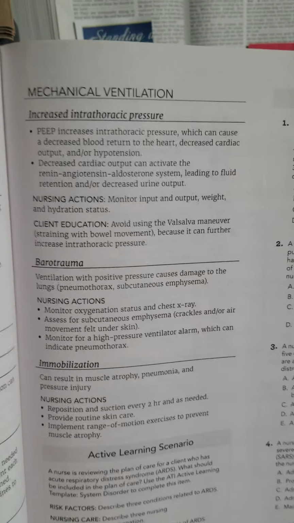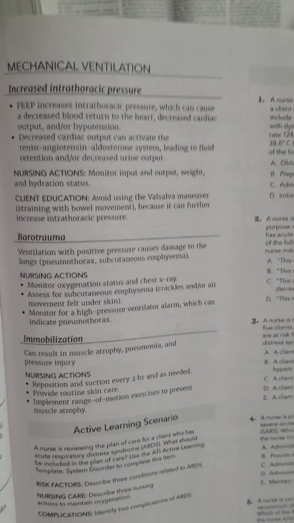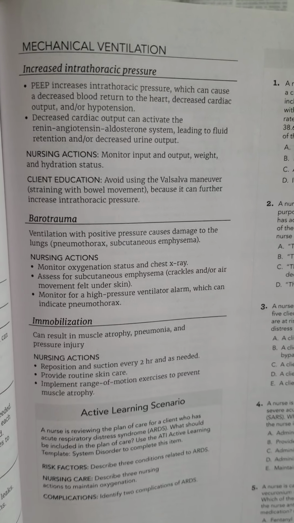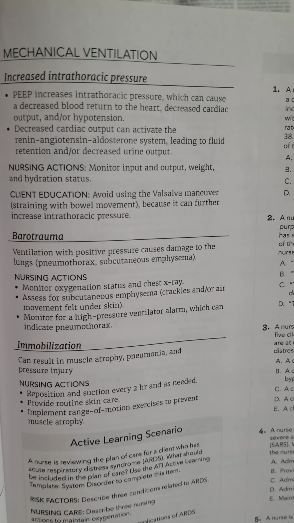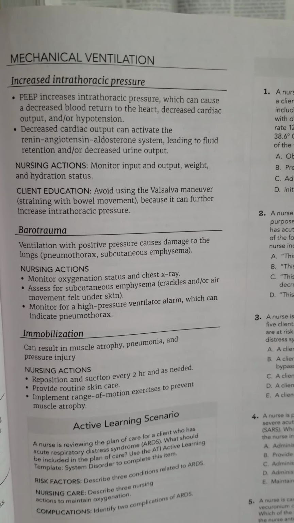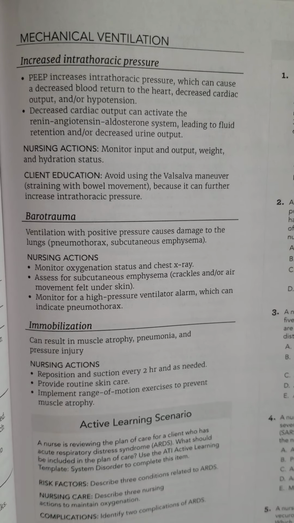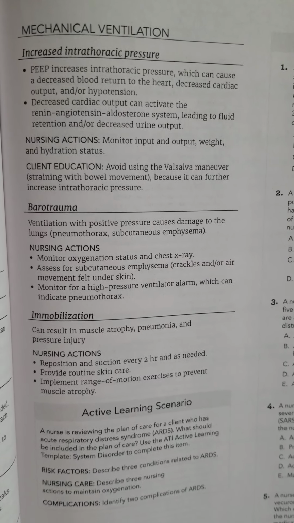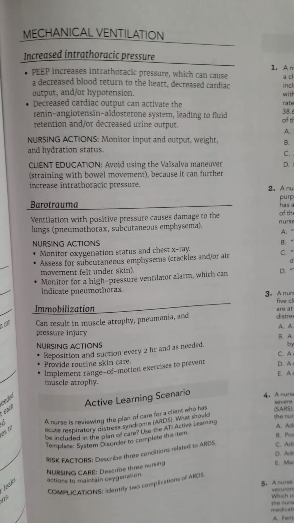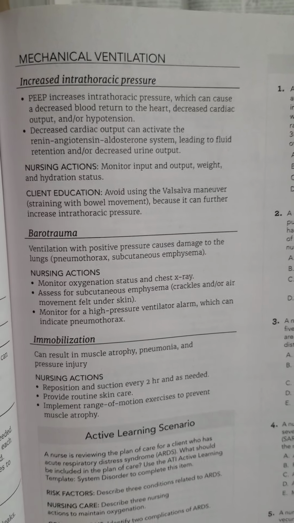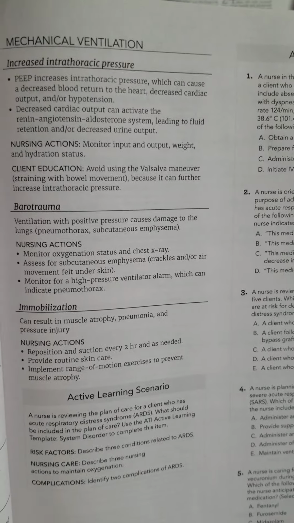Mechanical ventilation. Increased intrathoracic pressure is another complication. PEEP increases intrathoracic pressure, which can cause decreased blood return to the heart, decreased cardiac output, and or hypotension. Decreased cardiac output can activate the renin-angiotensin-aldosterone system that leads to fluid retention and or decreased urine output. Nursing actions would be to monitor I&O, weight, and hydration status.